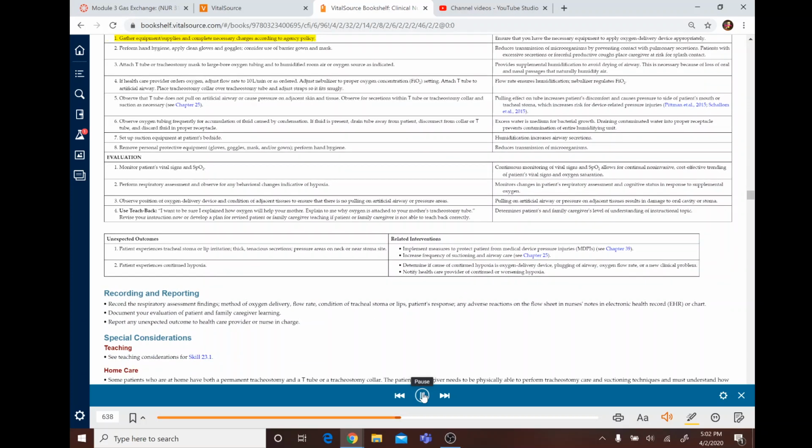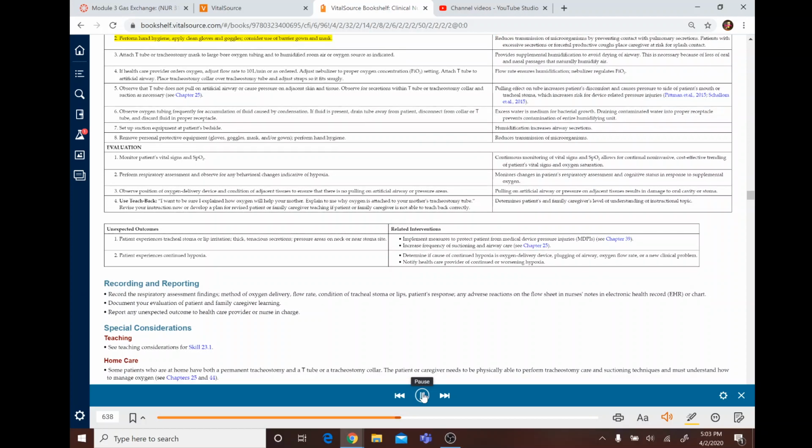Implementation. 1. Gather equipment/supplies and complete necessary charges according to agency policy. Ensure that you have the necessary equipment to apply oxygen delivery device appropriately. 2. Perform hand hygiene, apply clean gloves and goggles, consider use of barrier gown and mask. Reduces transmission of microorganisms by preventing contact with pulmonary secretions. Patients with excessive secretions or forceful productive coughs place caregiver at risk for splash contact.